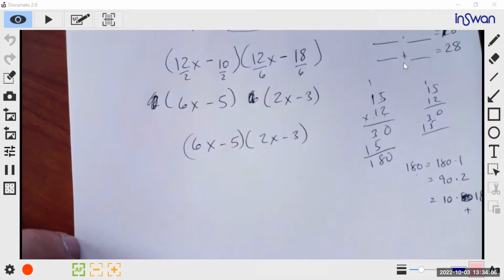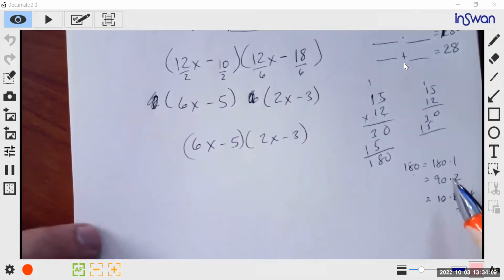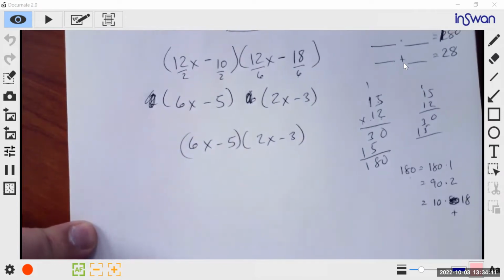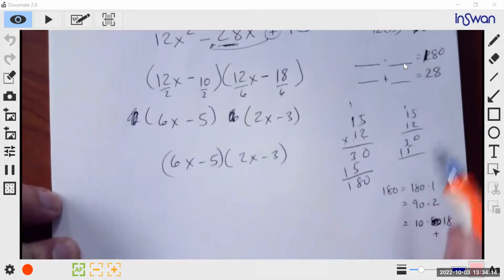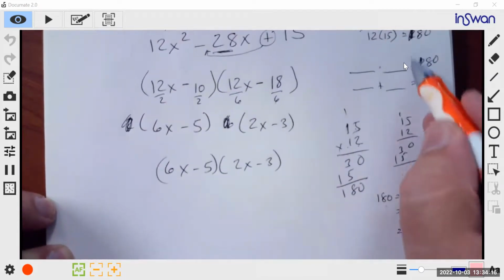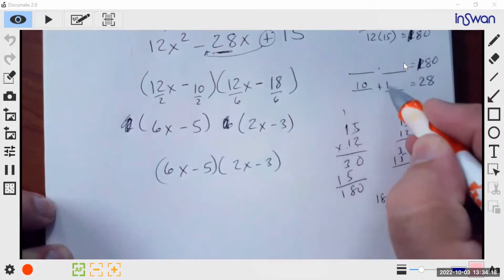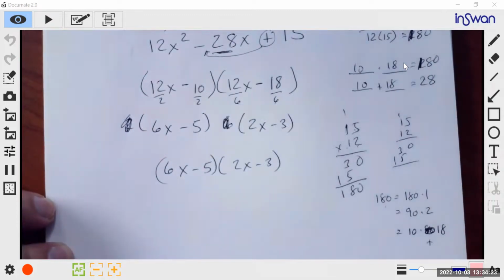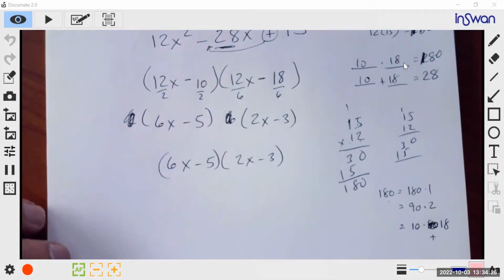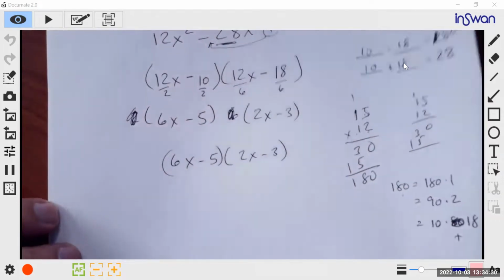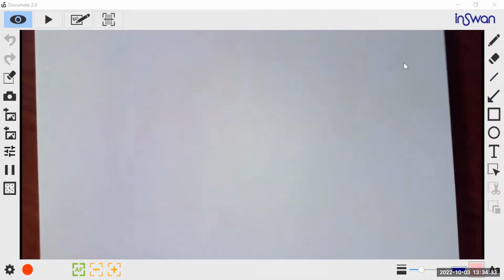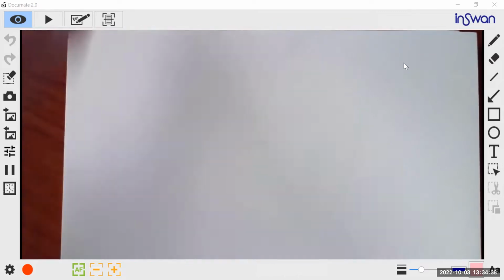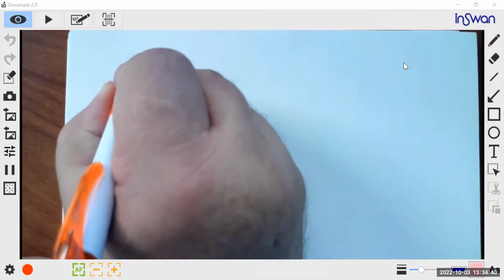What do you think the sum equals? Right here. Because if the answer is 10 times 18 is 180, 10 plus 18 is 28. All right, so that's factoring. What we have to do now, let's look at another method.